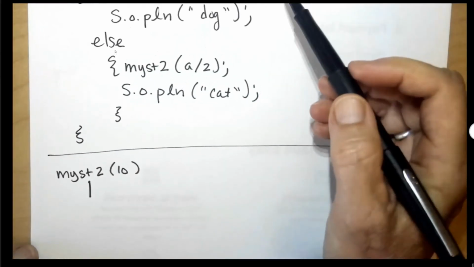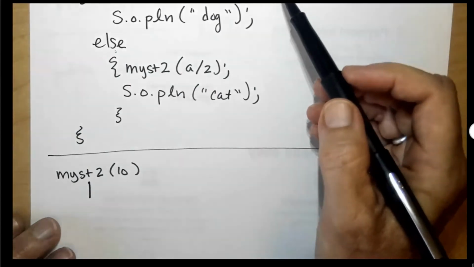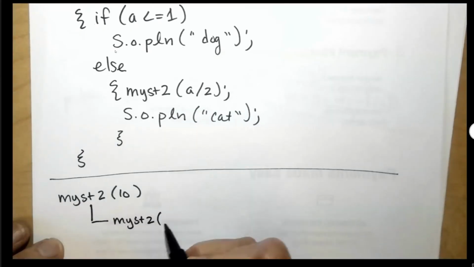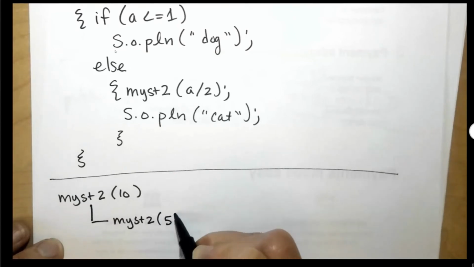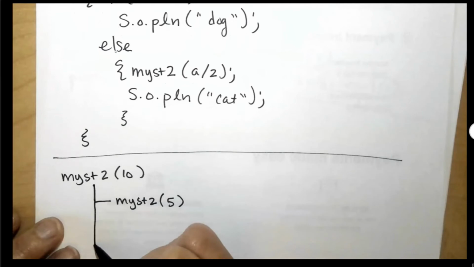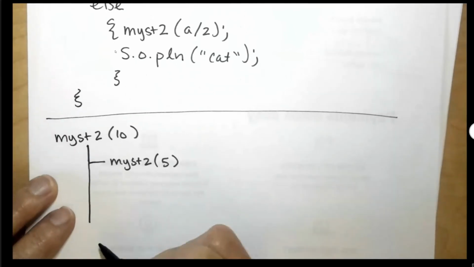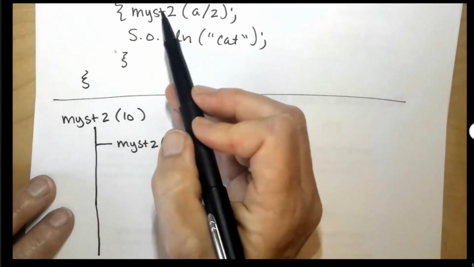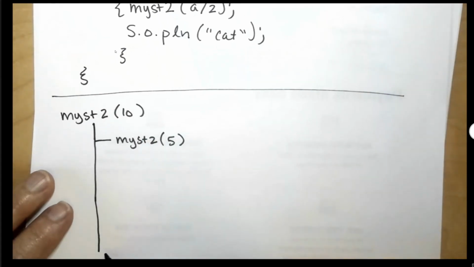It's not less than or equal to 1. So it's going to go in here and two things happen. It's going to call mist2 of 10 divided by 2, which is 5. Then we don't know what happens there. But when that call finishes, at the very end, so I say leave a lot of space, there's a printout of cat.